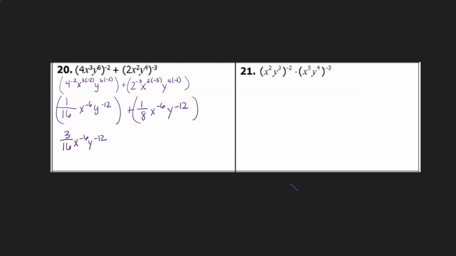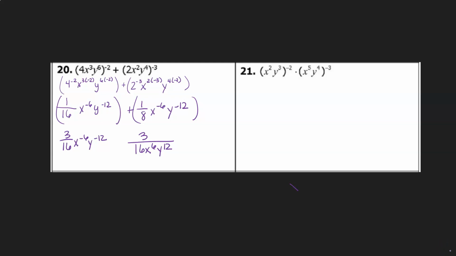Now we're going to take what we need to take and put it in the bottom. So I have 3 in my numerator, 16 x to the positive 6, y to the 12. So again, the last thing you want to do is move things around to the denominator.